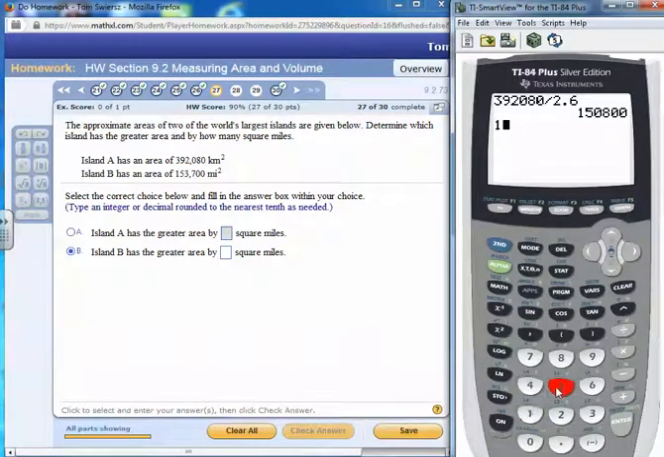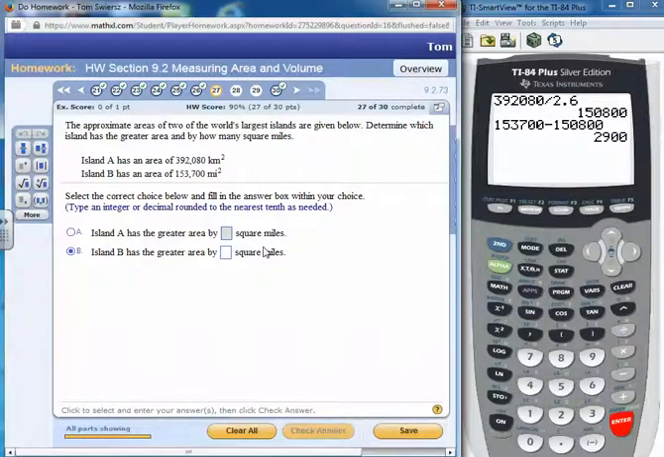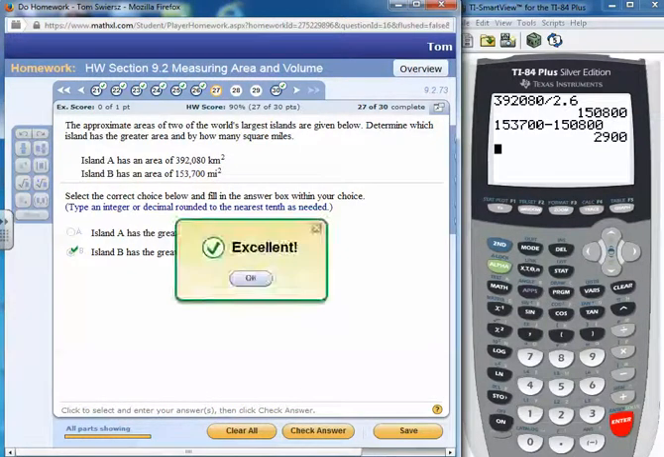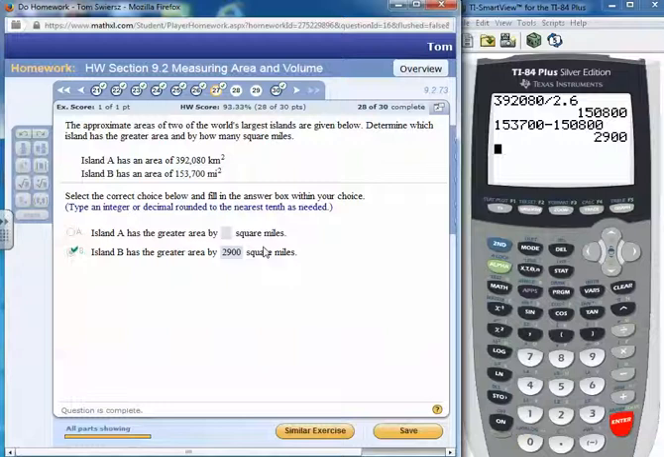So island B is given to be 153,700 square miles. We just figured out island A in square miles is 150,800. All right, so the difference is 2,900, and island B is greater. Very good. Okay, we're going to stop this session here at problem number 27.